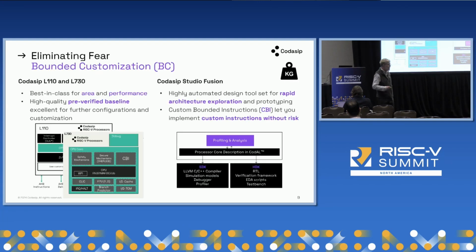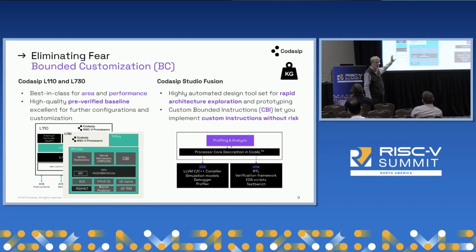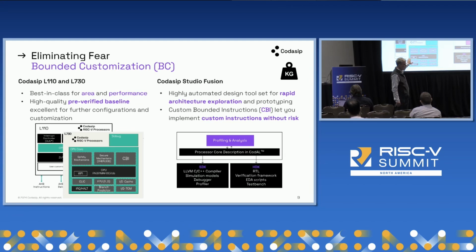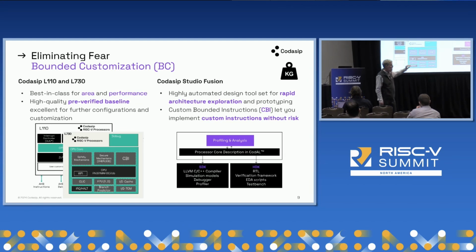Now, let's take a look at fear. How am I going to resolve fear? Now, at Codasip, we actually have a new family of cores coming out. We have an L110, which is roughly the size of the M0 Plus, and the L730, which we just announced last week, which is like an M7. And these things support what we call bounded customization.